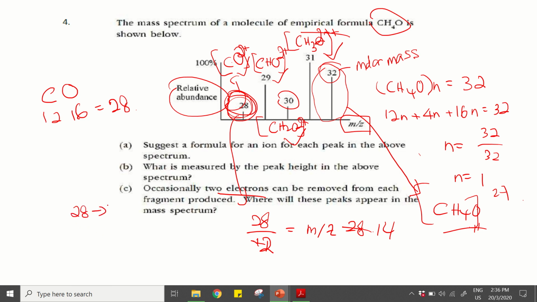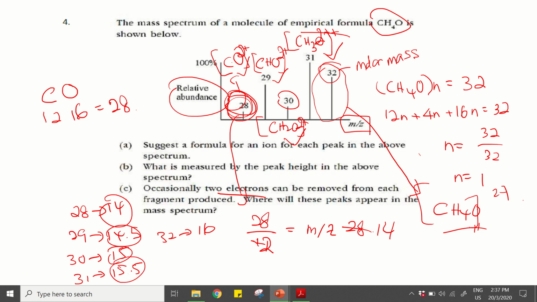Number 1, 28 becomes 14. Let's divide by 2 for all. 29 becomes 14.5, all right, and then 30 half is 15, and then you have 31, so 15.5, that's where they appear on the x-axis, and then 32, then you get 16. So these are the mass to charge ratios for each of these peaks. Just change them into half. Okay, this is where all these peaks appear when the ions are 2 positive. Get it? Okay, that's it for question 4.